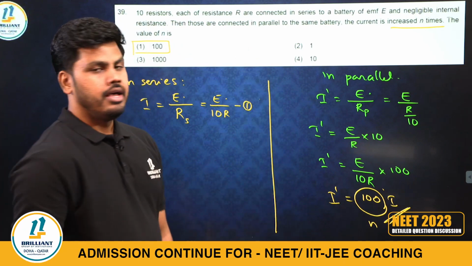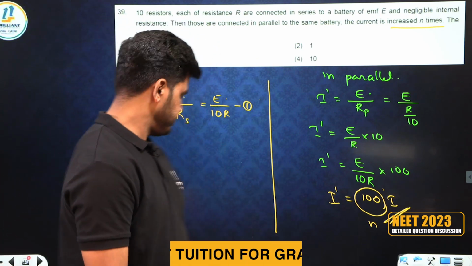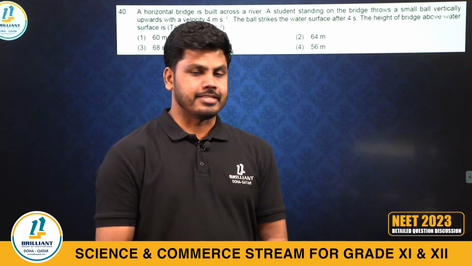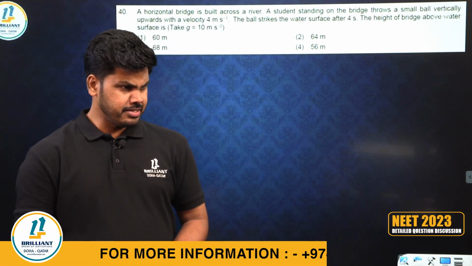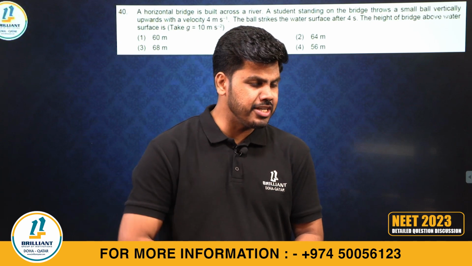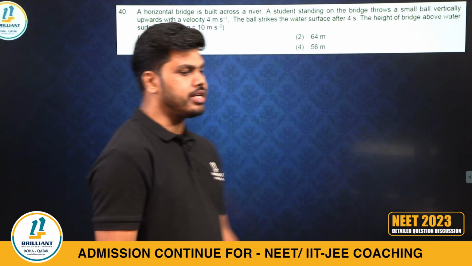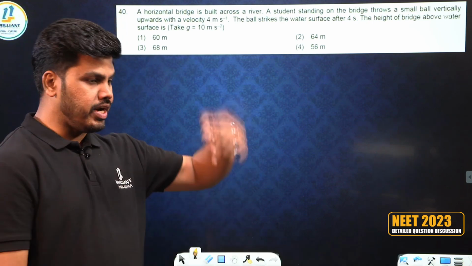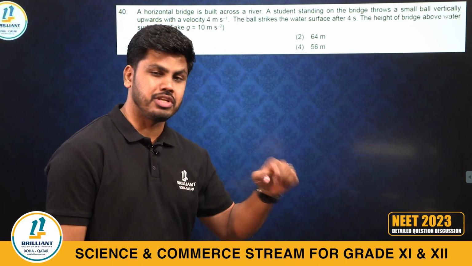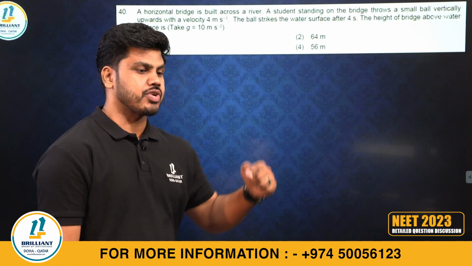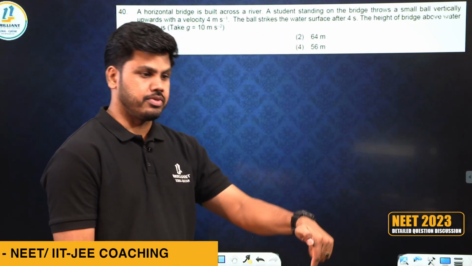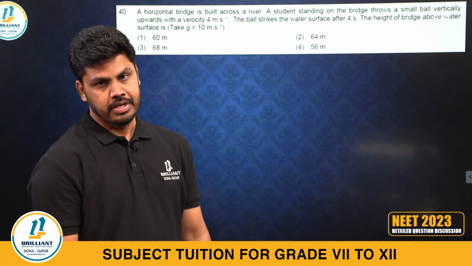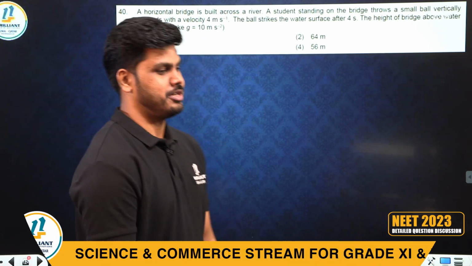And question number 40. Again, a question from mechanics. A horizontal bridge is built across a river. A student standing on the bridge throws a small ball vertically upwards with a velocity 4 meters per second. The ball strikes the water surface after 4 seconds. Find the height of the bridge above the water surface. You are allowed to take g equal to 10 meters per second square.